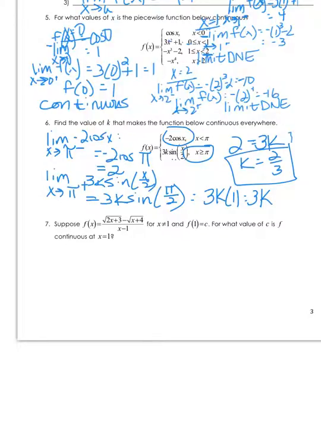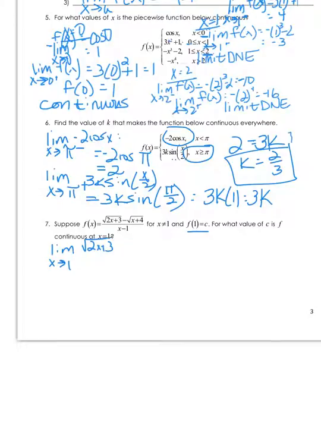Okay? Number 7, so let's read this because it is a little confusing. Suppose f of x equals this ugly function for x not equal to 1. So in other words, we can't plug in 1 because we have this x minus 1 in the denominator. We can't divide by 0, okay? And f of 1 is equal to c. For what value c is f continuous? Well, if something's continuous, I would like to find the limit first, okay? And I'm going to find the limit of this function.